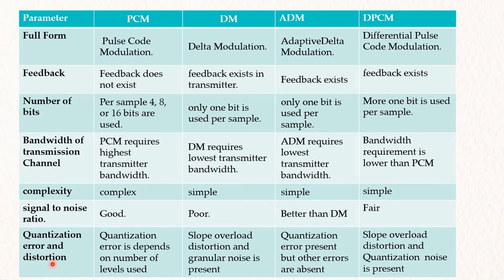Quantization error and distortion. In PCM we have a quantization error which depends on the number of levels used. In DM, slope overload distortion and granular noise are present. In ADM, we have removed the slope overload distortion and the granular noise, but there is a quantization error present in ADM. In DPCM, slope overload distortion and quantization noise are present.